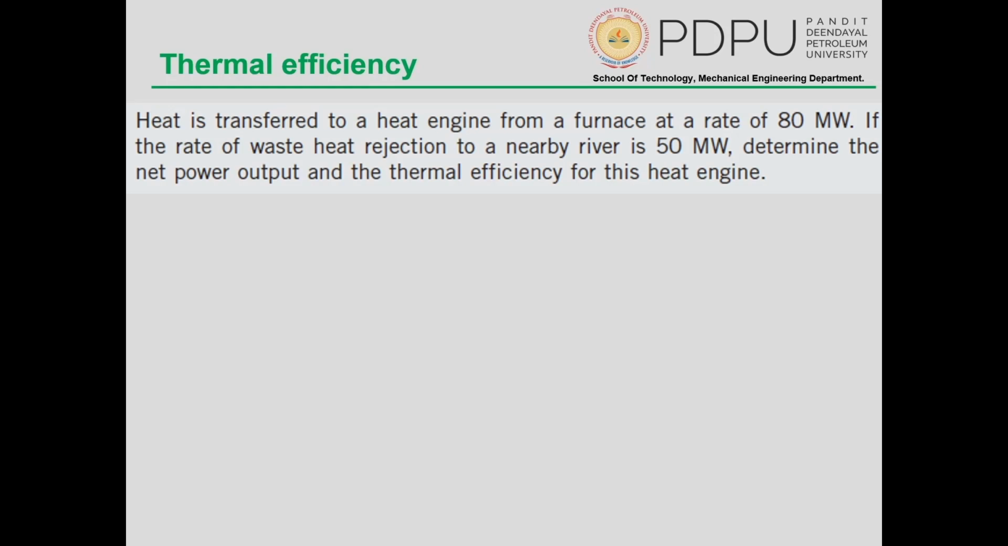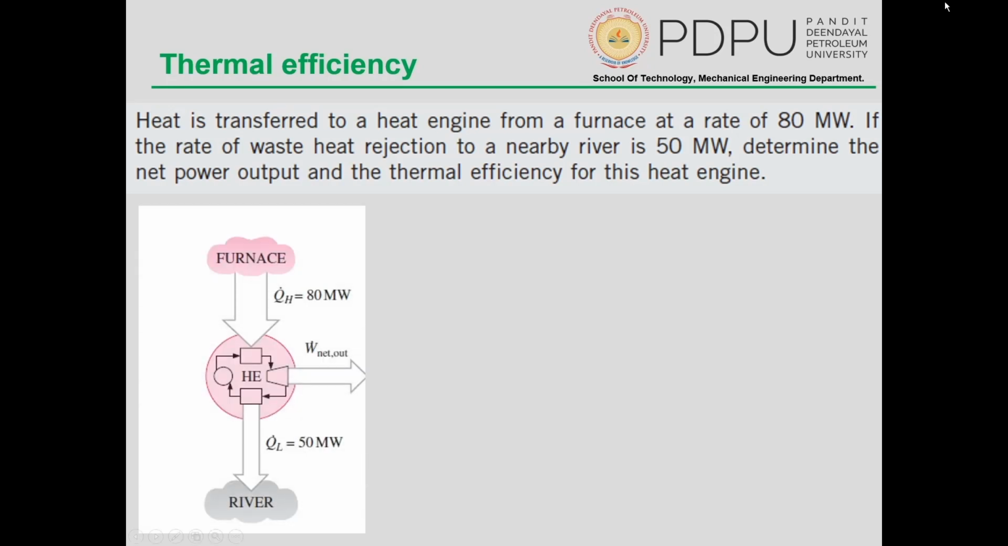First of all, we should always draw the schematics, how it will look like. You have to be very specific about what you are drawing. So this is how it would look like. The furnace is our high temperature reservoir from which we are taking heat at 80 megawatts, and we are losing it as QL to the river, which is our low temperature sink, at 50 megawatts.